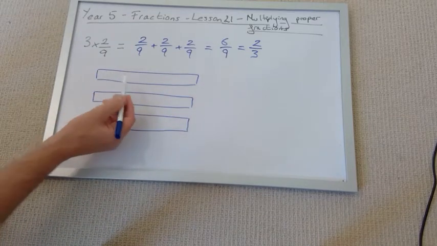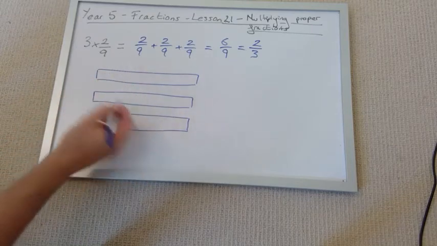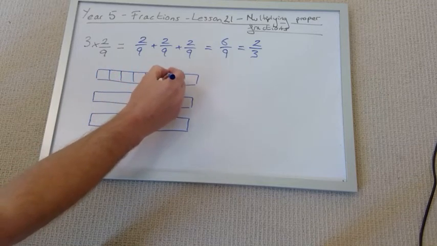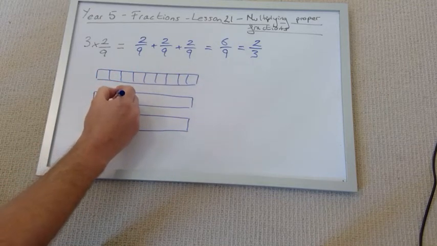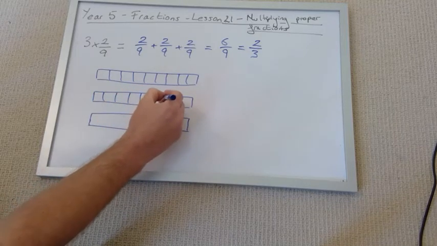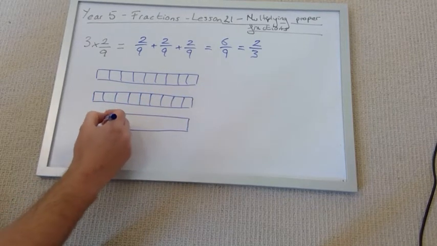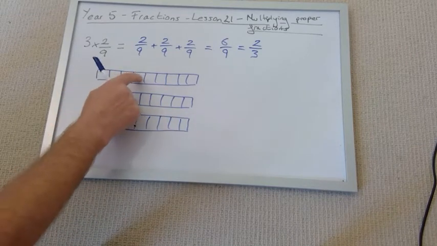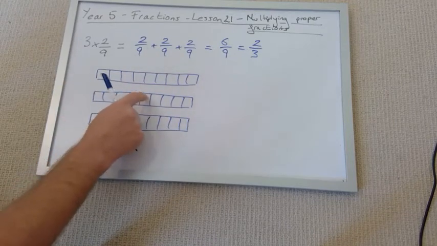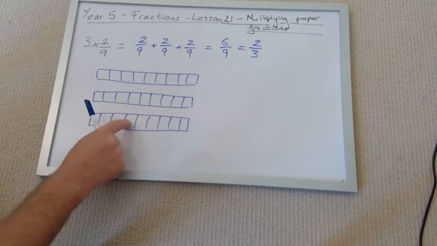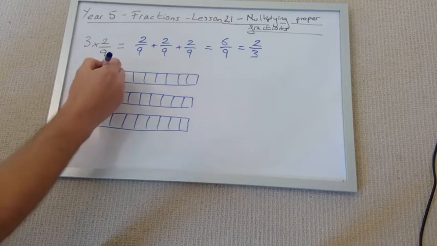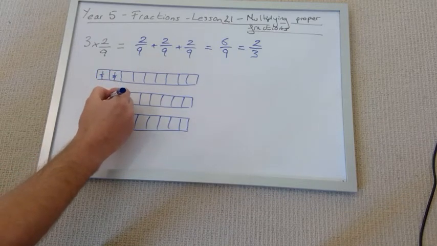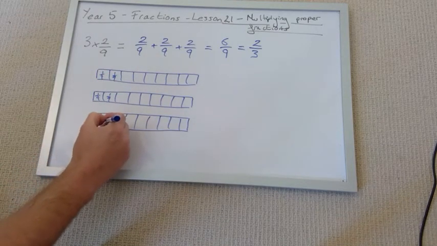We have our 3 wholes, and we're going to divide them into 9ths. And then I keep going. I'll just double check this in a second. I think this looks right. 1, 2, 3, 4, 5, 6, 7, 8, 9. 1, 2, 3, 4, 5, 6, 7, 8, 9. And 1, 2, 3, 4, 5, 6, 7, 8, 9. So I have my 9ths, and if you want, you can label them all, just to help you visualize.